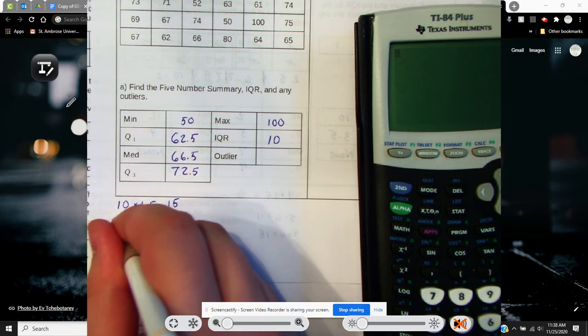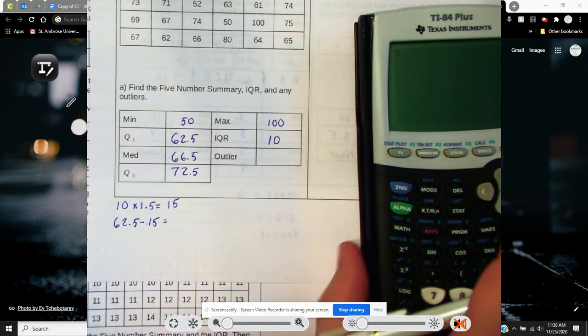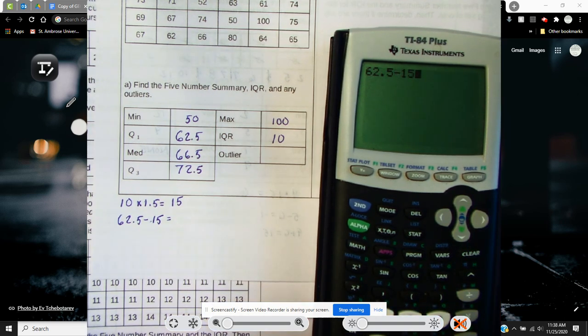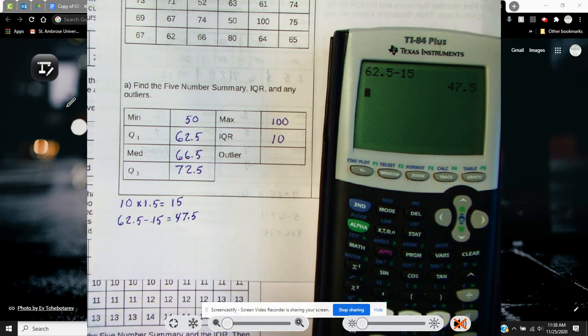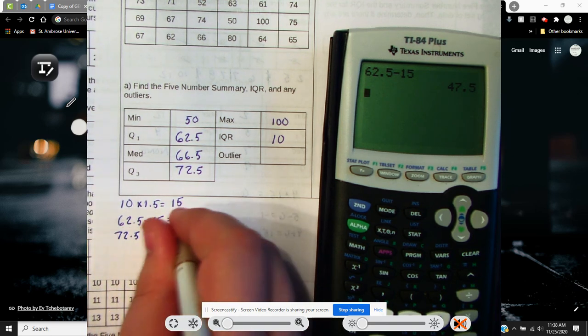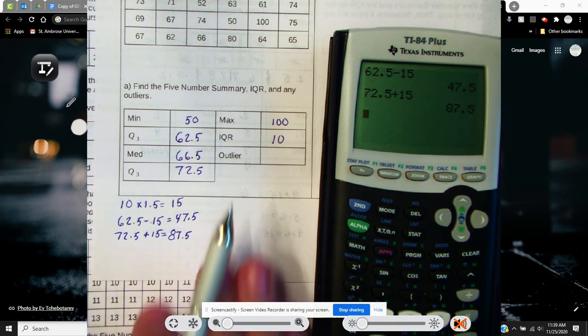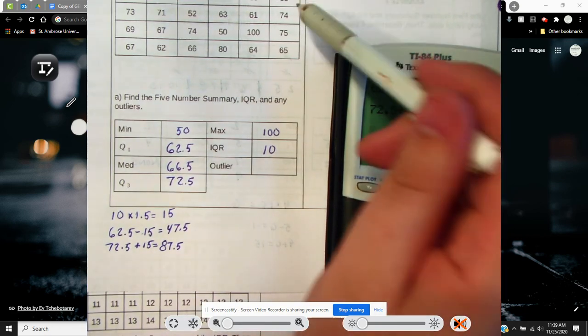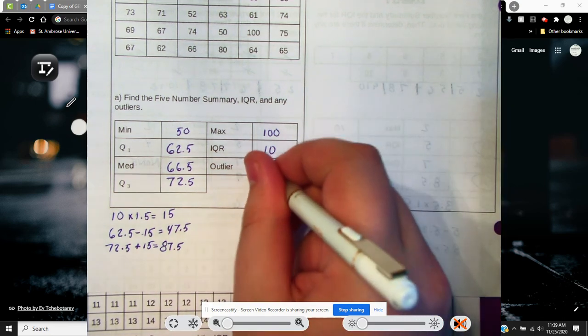I'm going to take my Q1, 62.5, minus that number. So then 62.5 minus 15 gets us 47.5. I don't have a number smaller, so I don't have a small outlier. I'm going to take my Q3, 72.5, plus the 15. And I get 87.5. Now I do have numbers, or at least one number, larger than 87.5 in my list. Scanning through my list, the only number that is larger is 100. So I do have an outlier in this problem, and that outlier is 100.